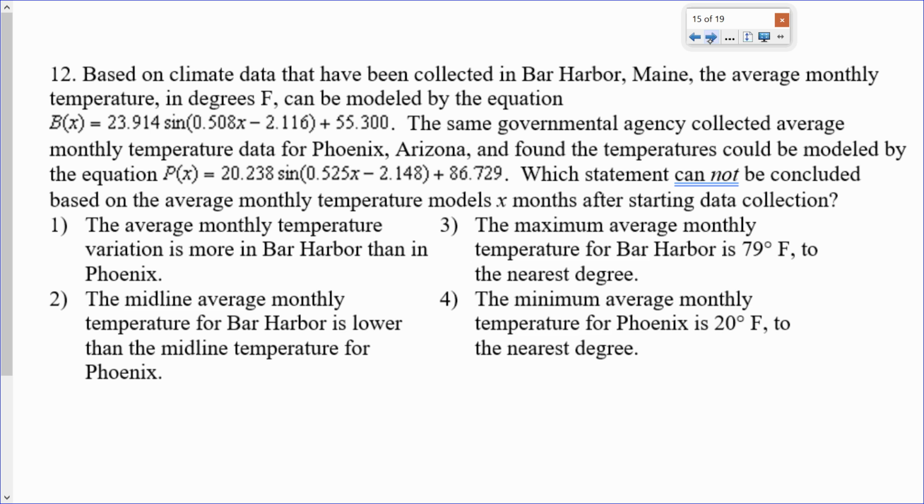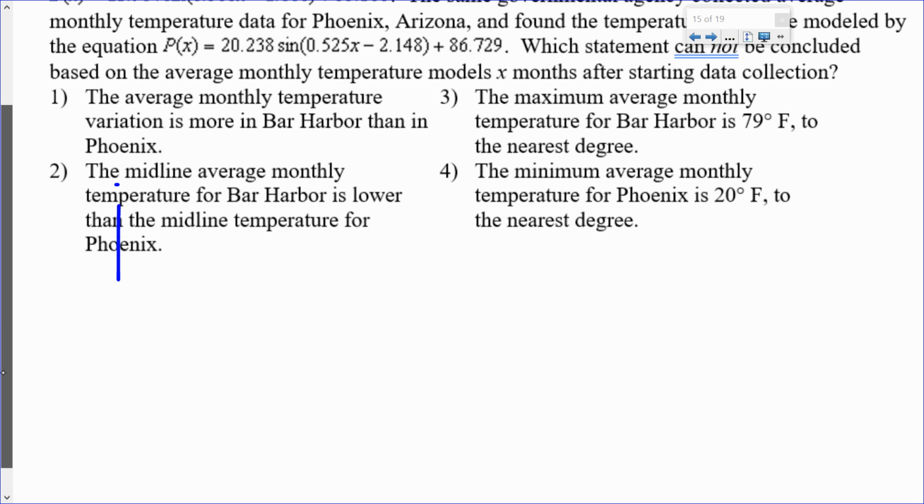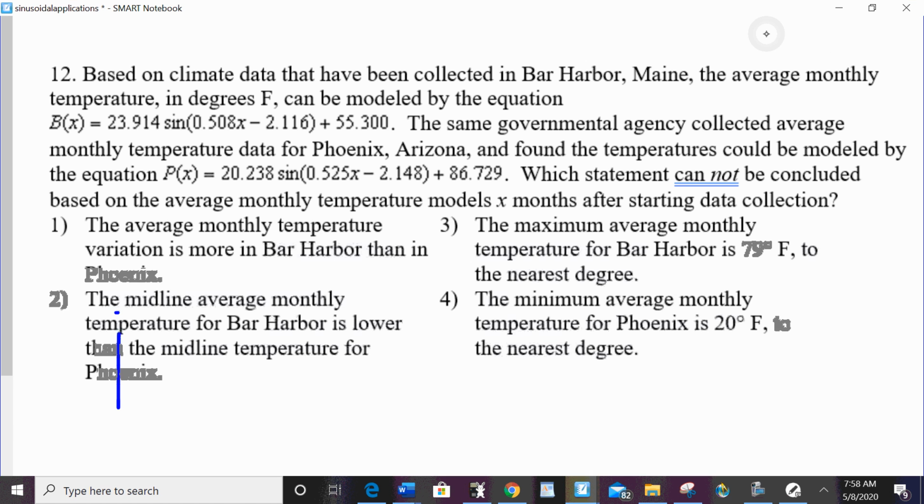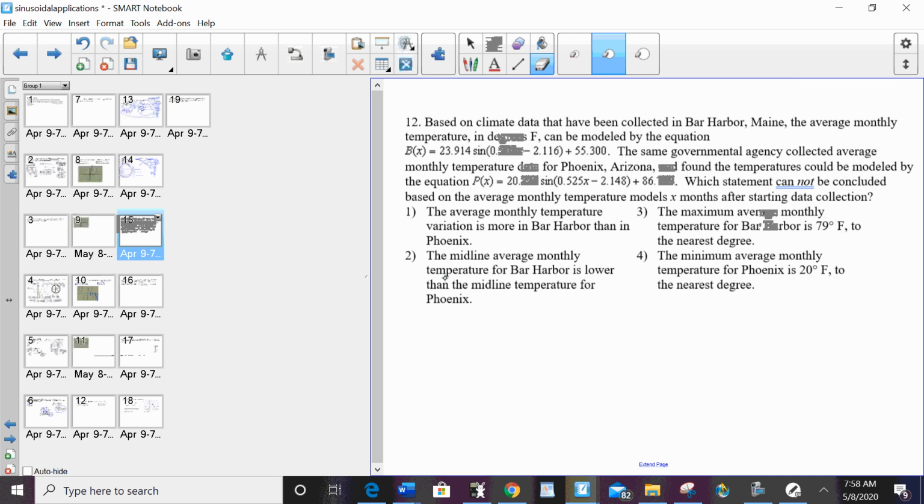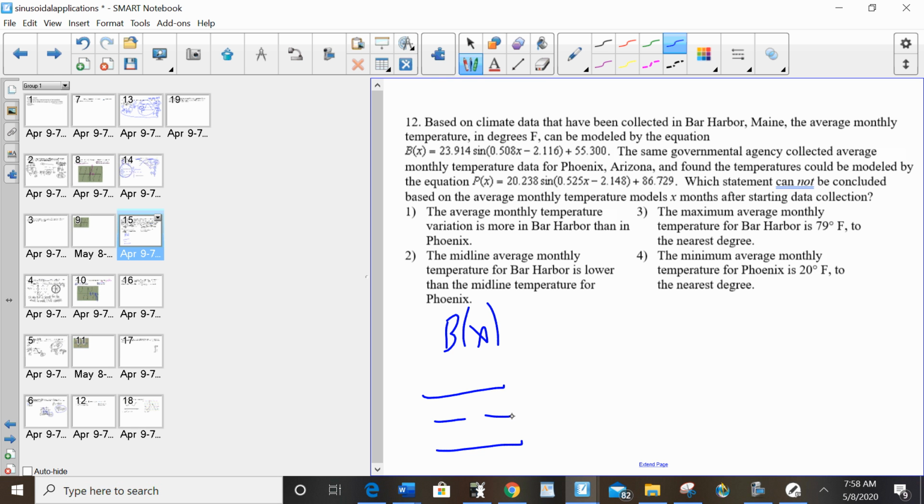The average monthly temperature in degrees Fahrenheit can be modeled by the equation, blah, blah, blah. So I'm going to start with Bar Harbor, and I'm going to draw a little picture. Again, the key to all this stuff is to draw a little picture. So for b of x, my midline is 55.3. My amplitude is 23.914. So I'm going to my calculator right now and I'm adding and subtracting.